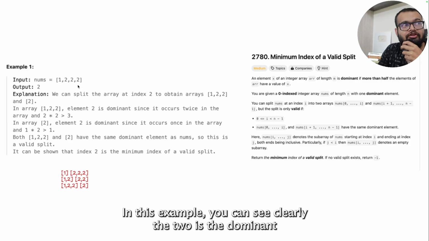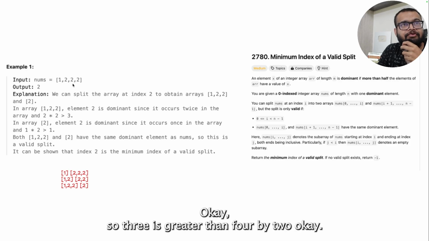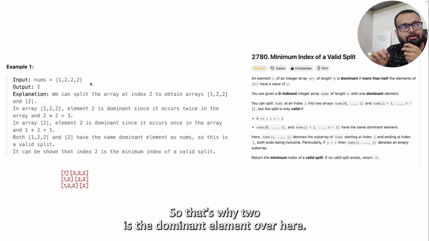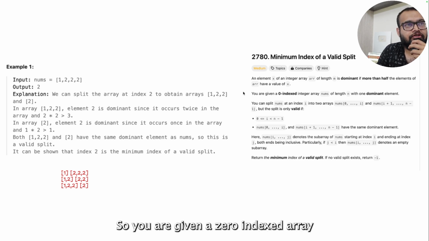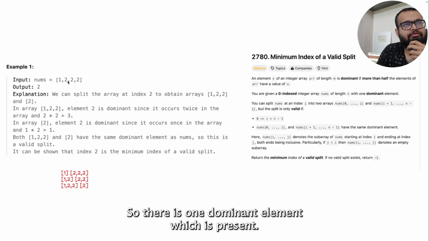In this example, you can see clearly that 2 is the dominant because 2 is present 3 times and the length of the total array is 4. Okay, so 3 is greater than 4 by 2. So that's why 2 is the dominant element over here. Okay, so you are given a zero indexed array nums of length n with one dominant element. Okay, so there is one dominant element which is present.